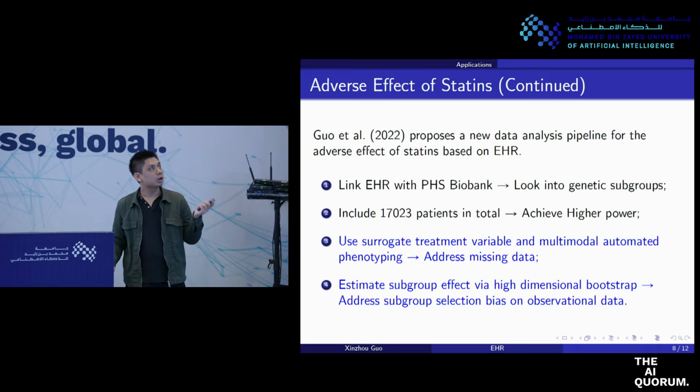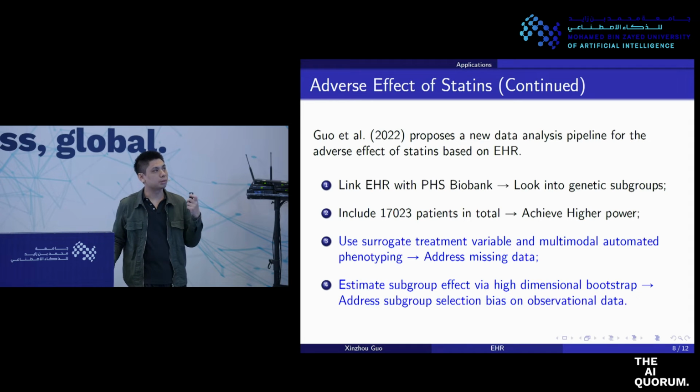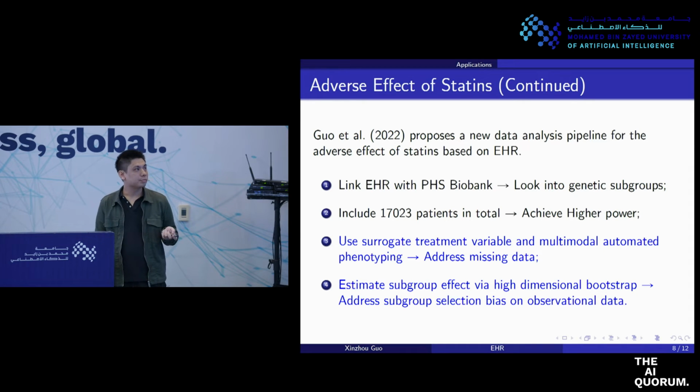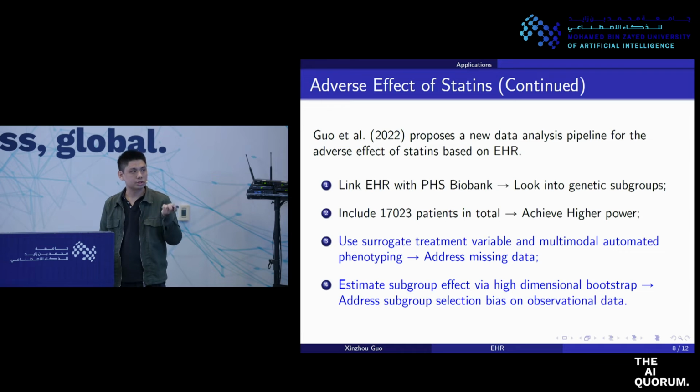Okay, so in 2022, together with Tianxi, we published a paper to propose a new data analysis pipeline to study the adverse effect of statin based on EHR. The first two points are the potential advantages of using the EHR. The first is the wealth of information and easy accessibility of EHR. We can link the EHR with the partner health system biobank, which allows us to look into the genetic subgroup, which is often not feasible in randomized controlled trials.